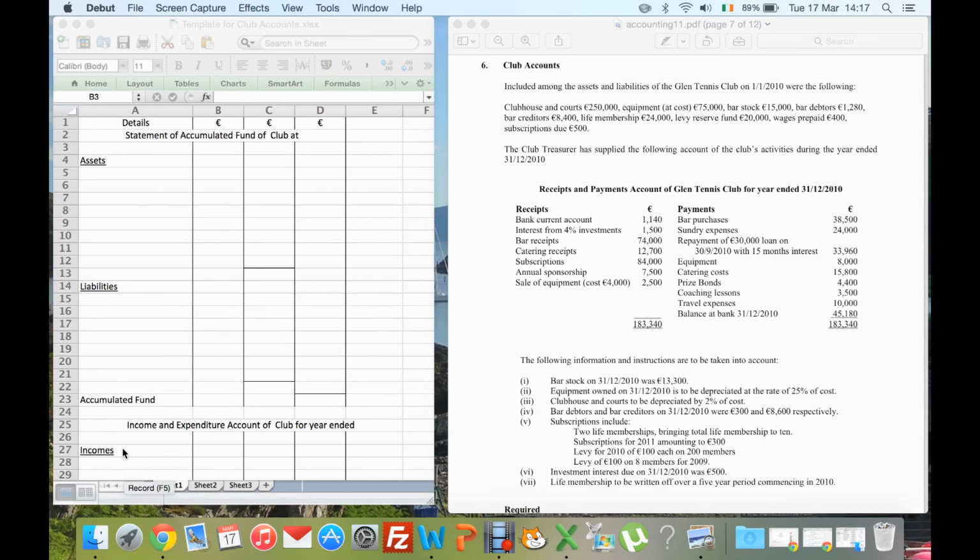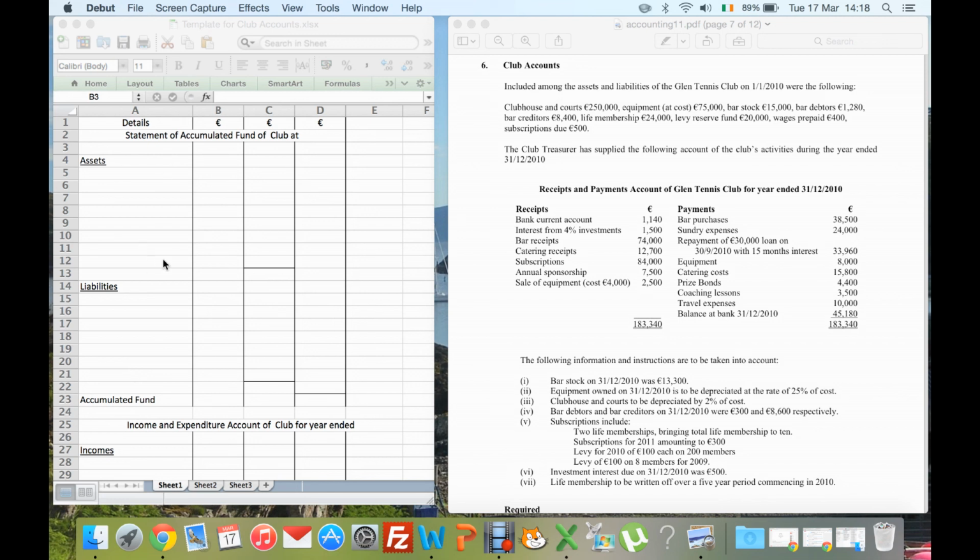Okay, this is Club Accounts from the 2011 paper, question 6. So this is the longer version of Club Accounts. It's got a statement of opening accumulated fund, which is the capital of a club, income and expenditure, a trading account, and then a balance sheet.